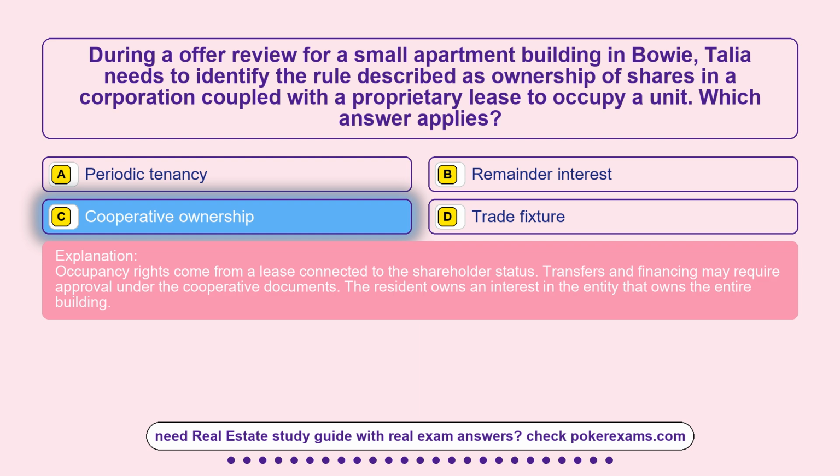Occupancy rights come from a lease connected to the shareholder status. Transfers and financing may require approval under the cooperative documents. The resident owns an interest in the entity that owns the entire building.